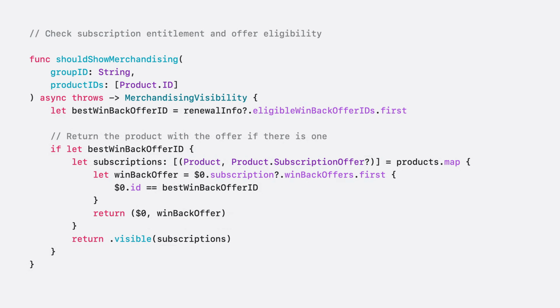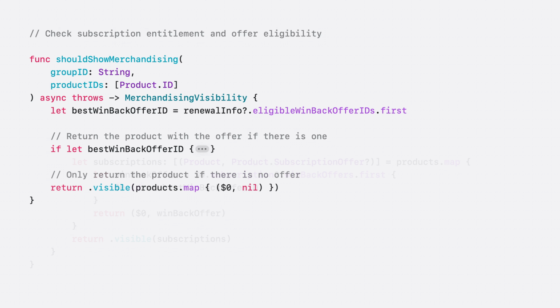If there is at least one win-back offer, I can return that along with its respective product for my customer to redeem. To have the offer details I need to create the view, I can search for the subscription offer object in the list of all offers in the subscription info. If the list of eligible win-back offer IDs is empty, that means a customer is not eligible for any offer, so I can show the merchandising view with the regular subscription pricing.